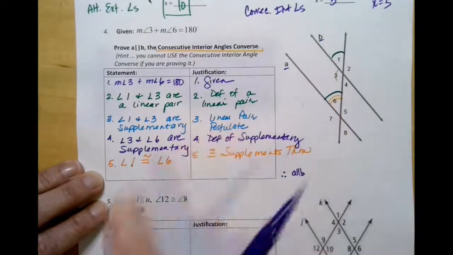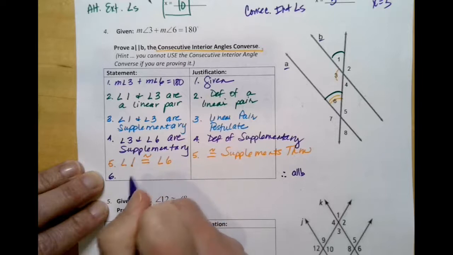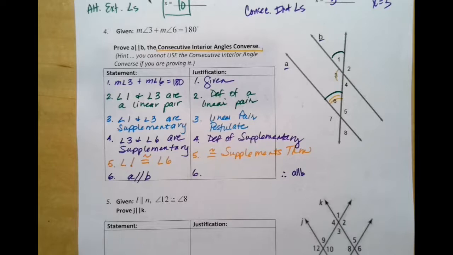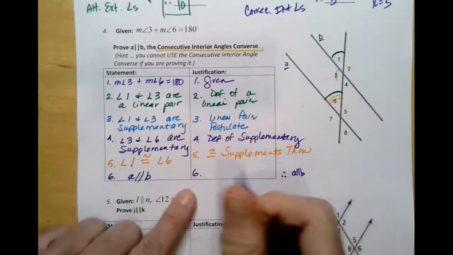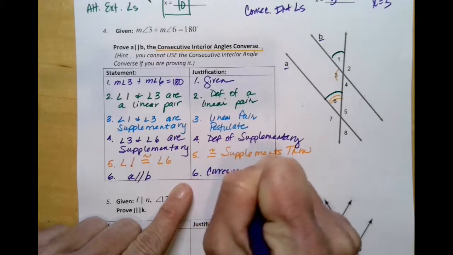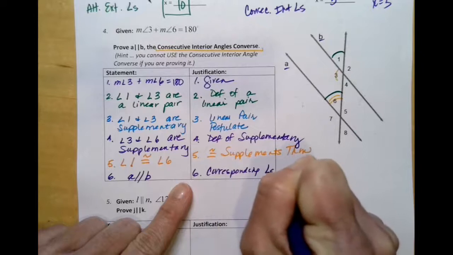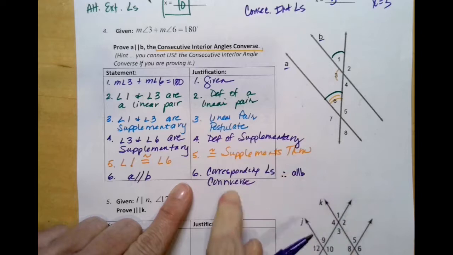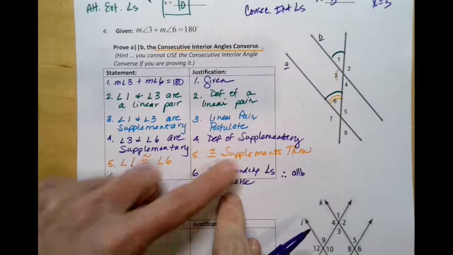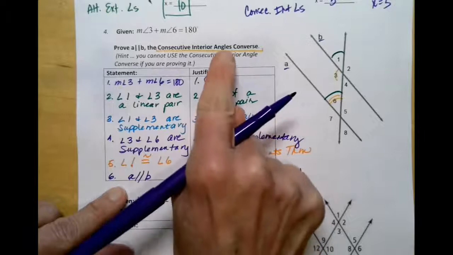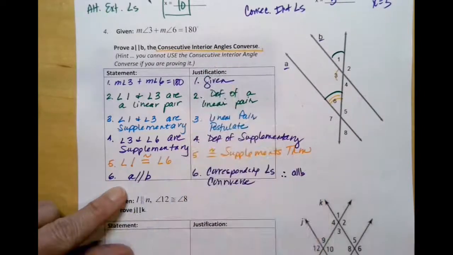If 1 and 6 are congruent, then I can say A and B are parallel. How do I know that's true? That is going to be my corresponding angles converse. So he gave us a corresponding angles converse, and through that we can prove all the other ones. Guess what? I just gave you a present. Now that we've proven it, we can use it.